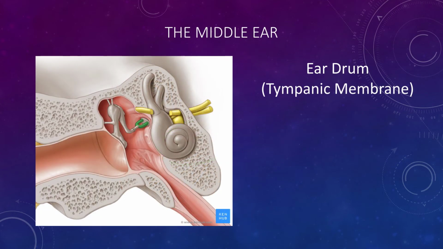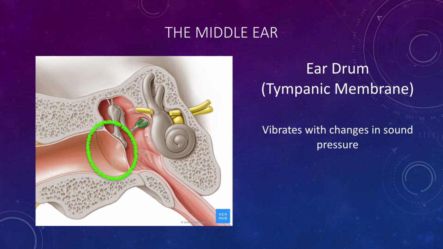The middle ear. In the middle ear, we have the tympanic membrane or eardrum. The eardrum is on the boundary of the outer ear and middle ear. It is a very thin membrane, about as thin as a piece of cellophane. That allows it to vibrate with minute changes in sound pressure. It is also riddled with nerve endings, which is why earaches and pressure changes can be so painful.